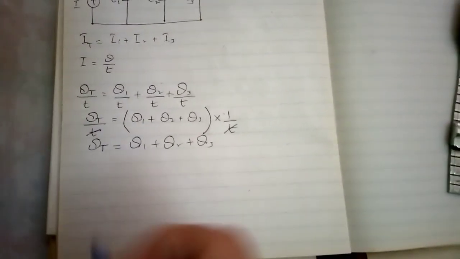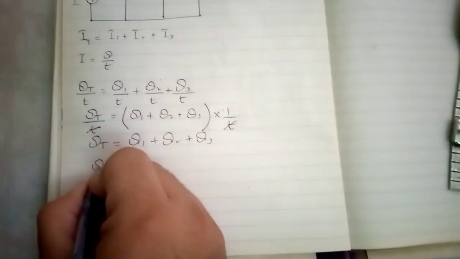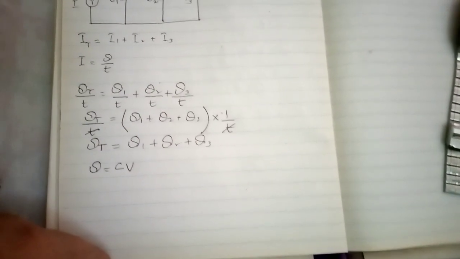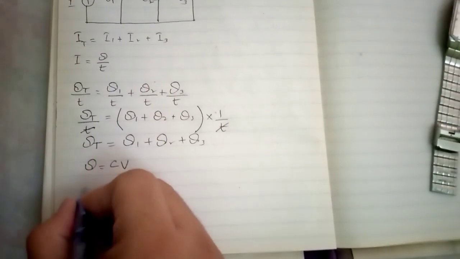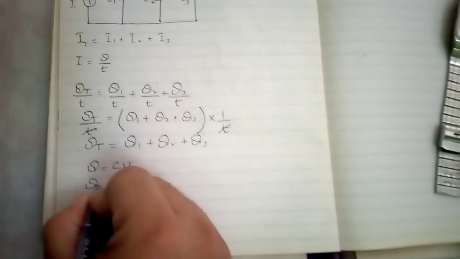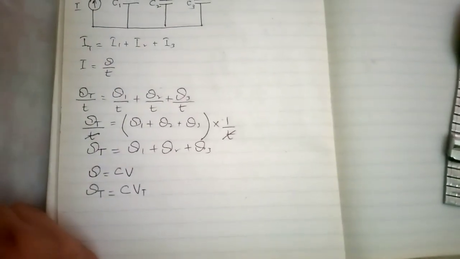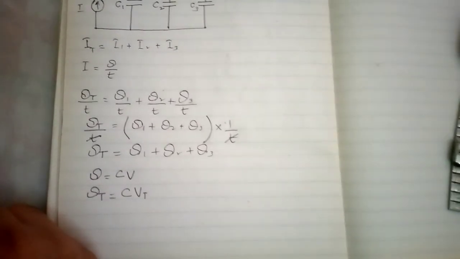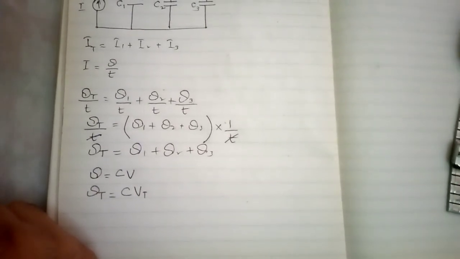Okay, now we know the formula Q is equal to CV. Charge on parallel plates of a capacitor is equal to capacitance of a capacitor multiplied by its voltage. So here Qt is equal to C Vt. What does it mean? Total charge stored on parallel plates of a capacitor is equal to capacitance multiplied by total voltage of a capacitor. Qt is total charge and Vt is total voltage.